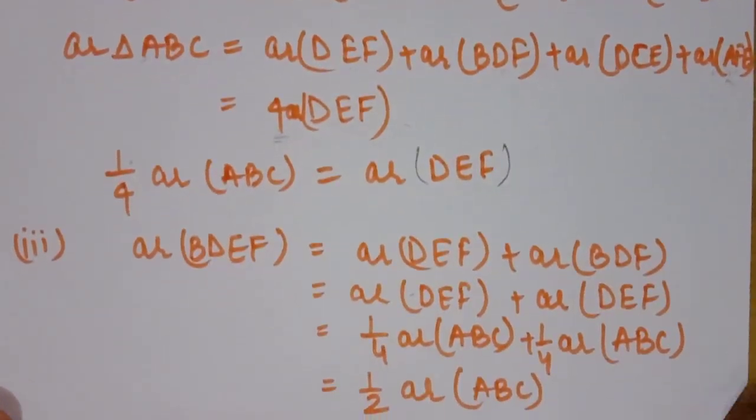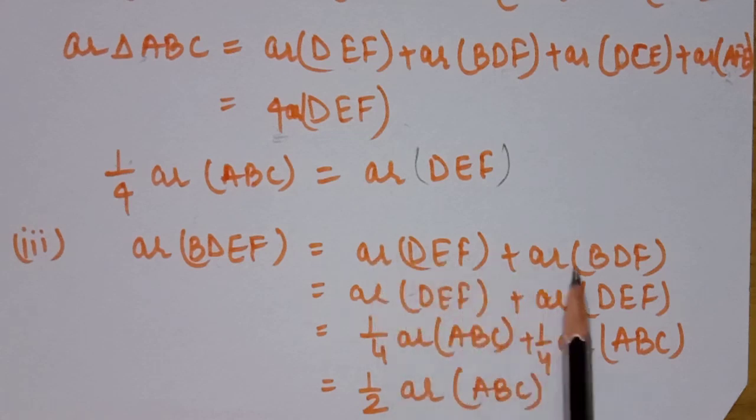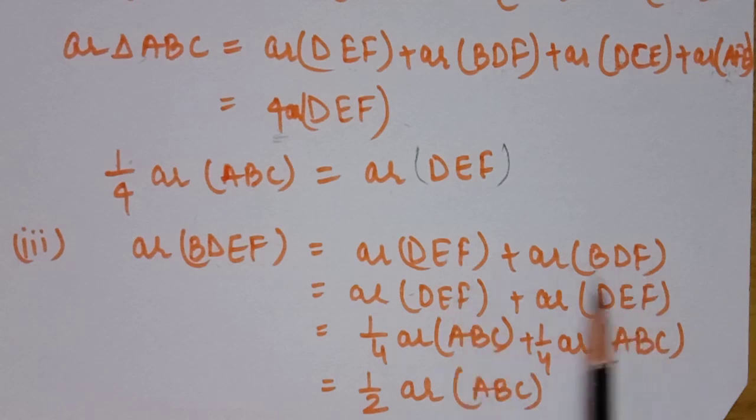The third part of the question is this: area of BDEF. Area of BDEF, we can convert, since it is a parallelogram, to area of DEF plus area of BDF. They are equal to each other. We can replace any triangle with the other, so we can replace DEF with BDF. So we have 2 BDF. But from the second part, we already proved that area of DEF is 1/4 of ABC. We can replace the result here. 1/4 plus 1/4 means half of the area of ABC.